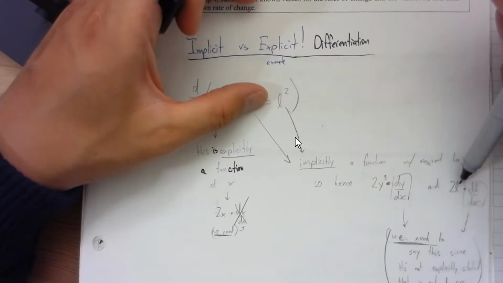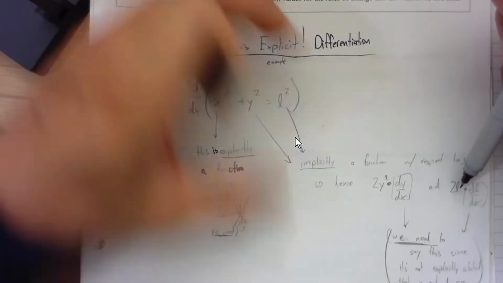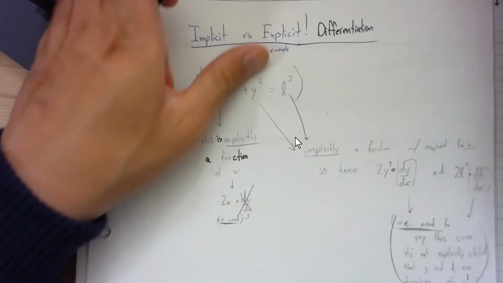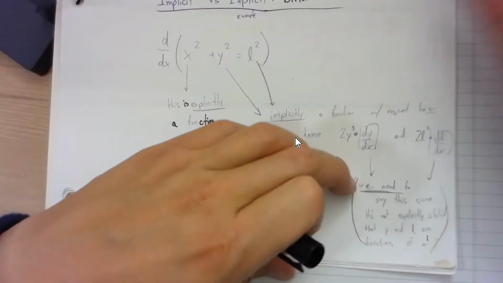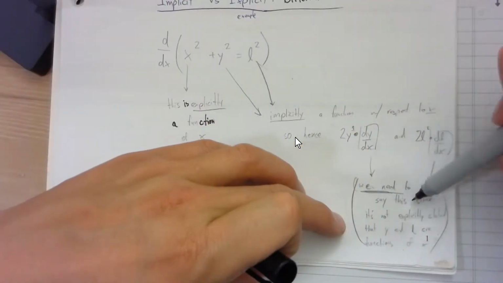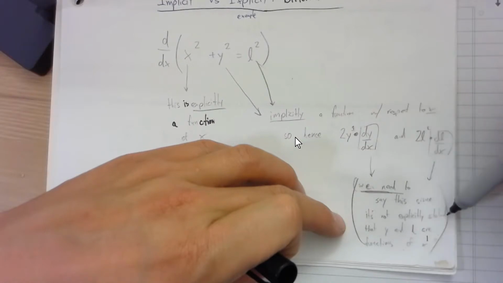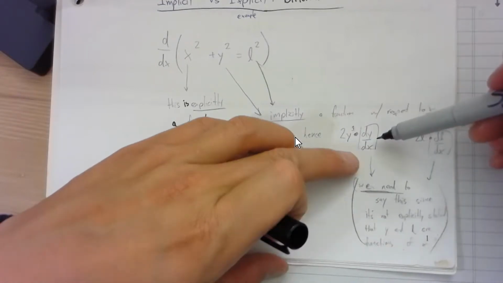Again, I don't know what L is explicitly equal to. It could be L is equal to the square root of x plus 2x plus x cubed. I don't know what it is, okay? And I even wrote a little blurb. You can copy this down too. We need to say this since it's not explicitly stated that y and L are functions of x, or what the functions of y and L are.